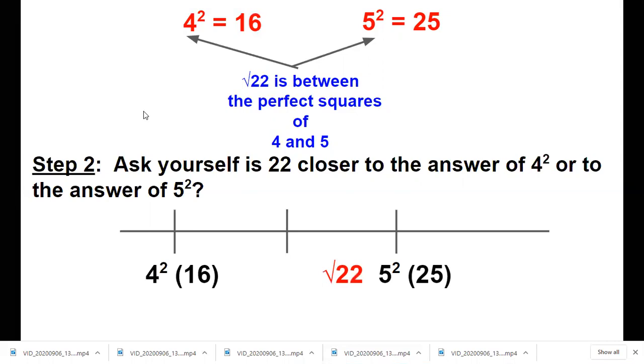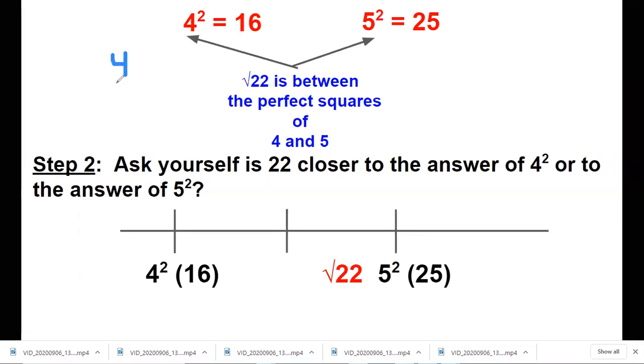And then what's exactly half, or exactly in between, I mean, 4 squared and 5 squared? What's exactly in between 4 and 5? How do we figure that out? Well, we find the middle by adding 4 plus 5. That gives you 9, and then we divide that in half. So we divide by 2. So 9 divided by 2 will give you 4.5.